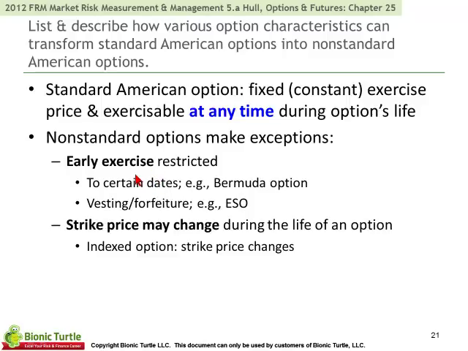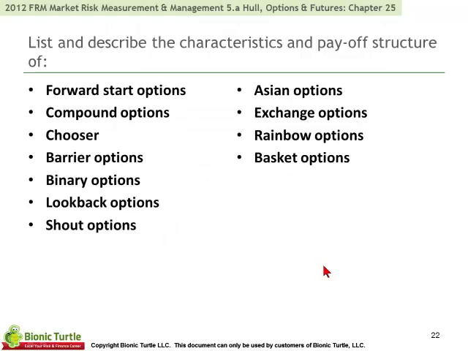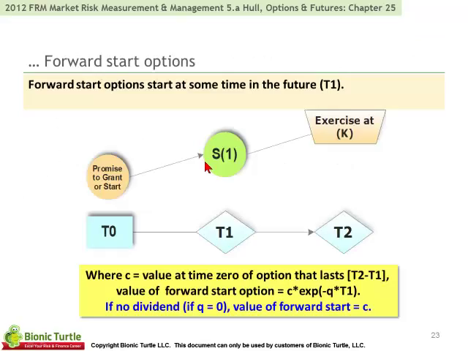They restrict the exercise either to certain dates, or in the case of an employee stock option, they don't allow for exercise in some initial period, say 1 to 4 years. Or an index stock option would be an example of a non-standard option because the strike price is changing over time, maybe indexed to the S&P 500. So the heart of this chapter is describing some of these various exotic options that Hull reviews.